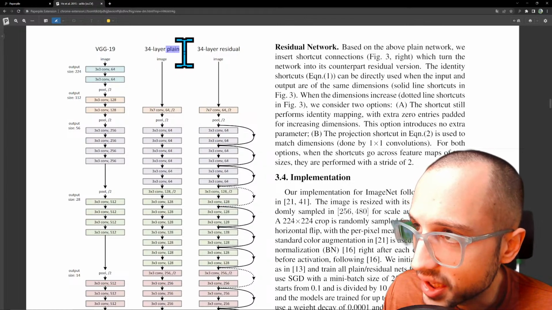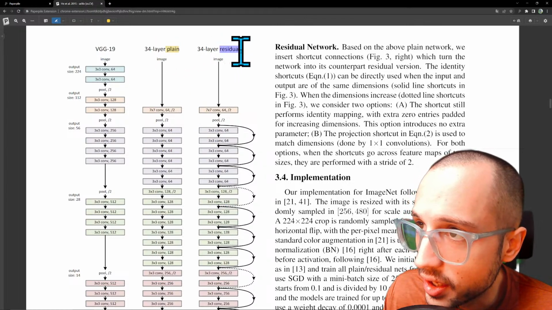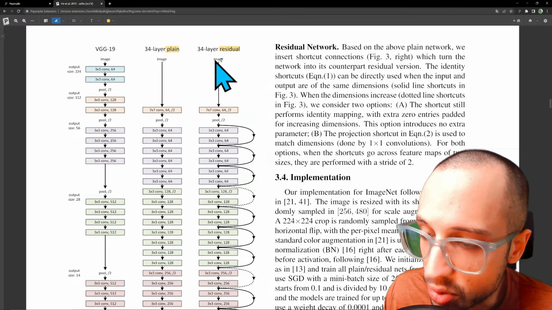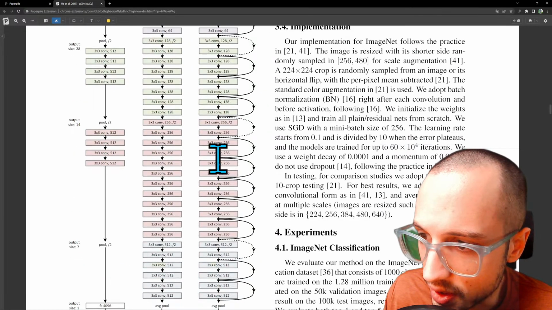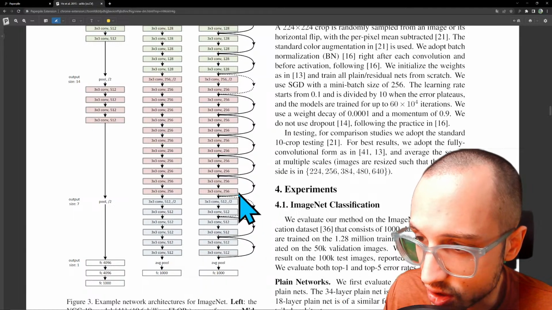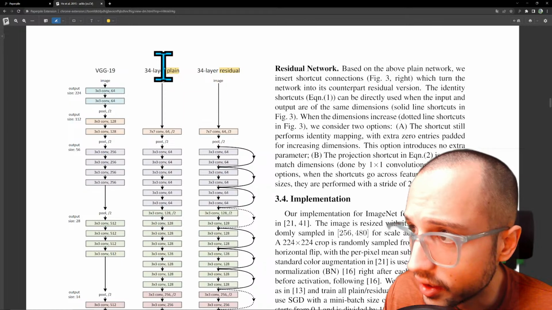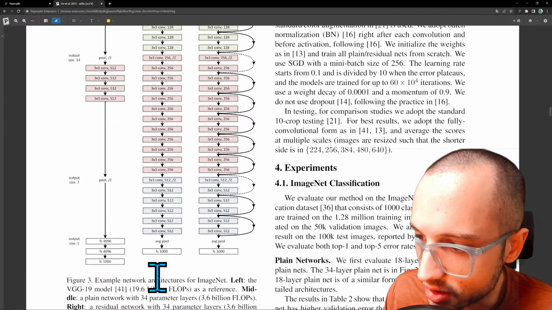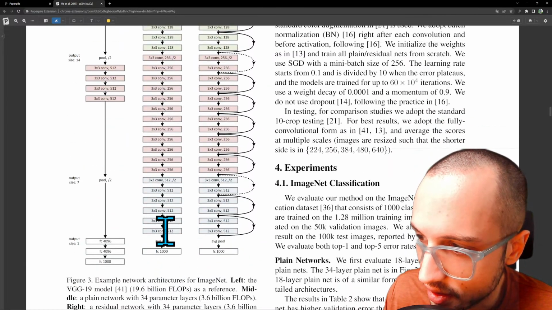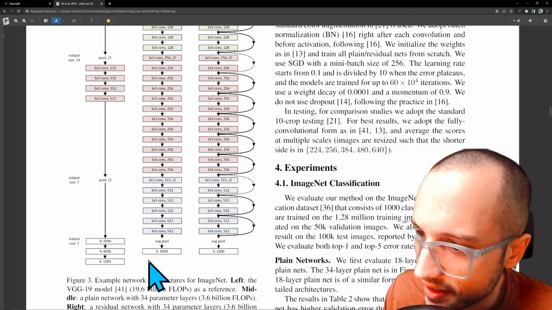So here they have the plain and then residual. So these have the same exact number of parameters, right? That's the beauty of the residual connections, that you can very directly compare. So you can see how the plain one, the only path for the gradient to follow is right through all these conv blocks, right? And you can just feel how slow it's going to get, right?